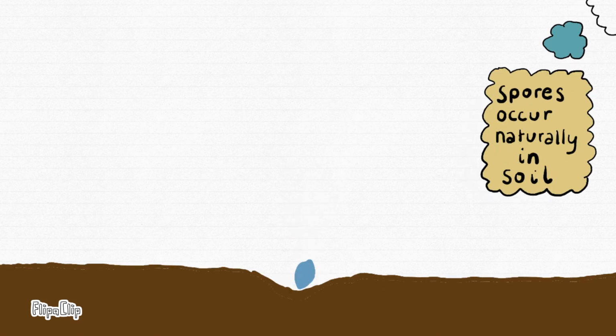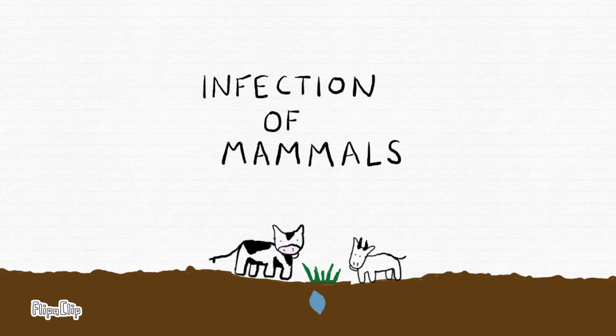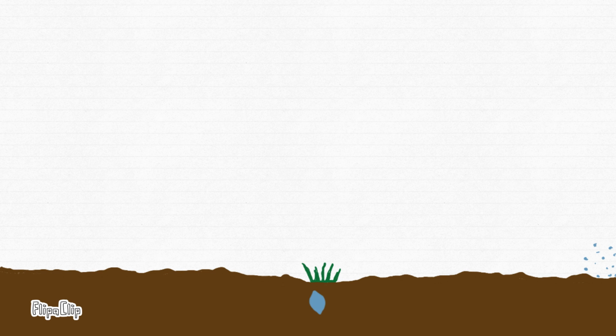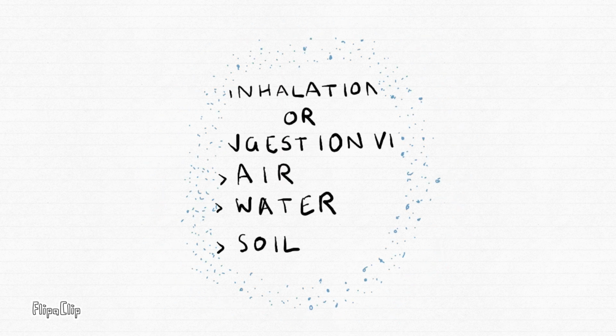These spores may be found naturally in soil and air, wherein they can infect mammals such as cows, sheep, pigs, and goats. This infection can occur when an animal inhales or ingests spores from soil, plants, or water.